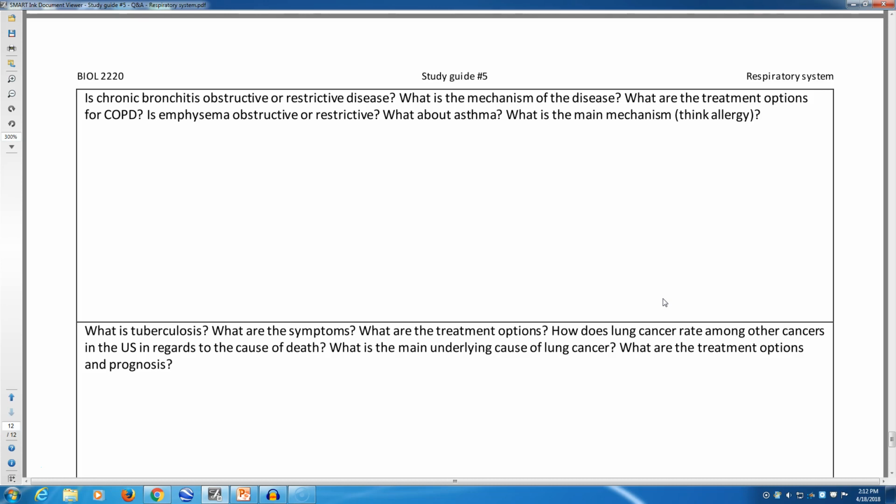Now, TB. What do you need to know about TB? That it's an infection of the lung caused by bacterial disease. Wrap it up. Treatment options: antibiotics.